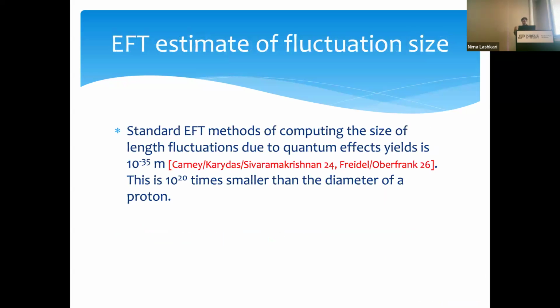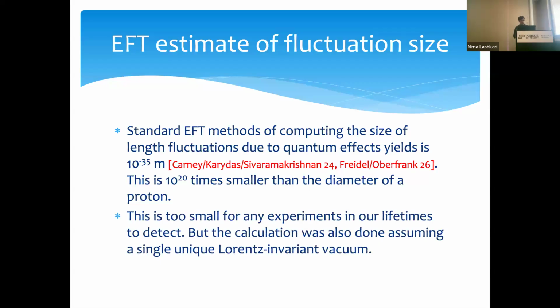Okay, so what is the size of this quantum memory? In fact, there's another way of asking that: what is the size of length fluctuations due to quantum effects at leading order? If you take a look at standard EFT methods for computing this, this is something that has been known for decades. It is 10 to the minus 35 meters. This is also more recently, and this is certainly not an exhaustive list, a calculation carried out by Carney, Karidas, and Shivaramakrishnan, as well as by Friedel and Oberfrank. And this is 20 orders of magnitude smaller than the size of a proton. So if this is indeed the size of these length fluctuations due to quantum effects, we just don't have any experiments to see it within our lifetimes.